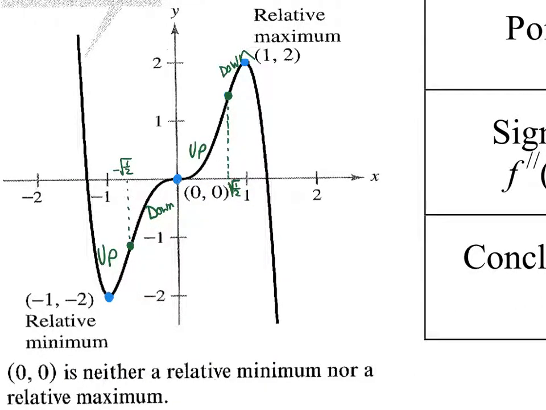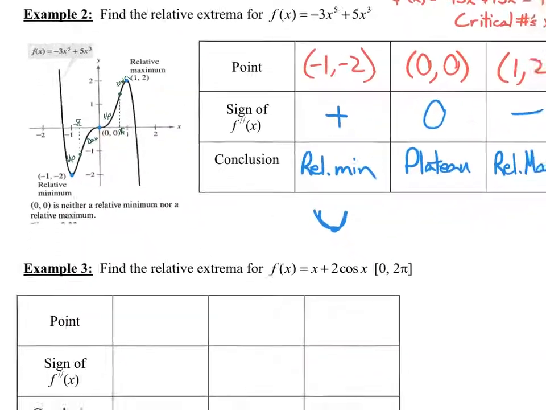Alright, does that make sense? That's the second derivative test. It's a very simple test. You don't have to do a full sign diagram for the first derivative, especially on one like this that's very easy to get the second derivative of. It can be really, really useful.